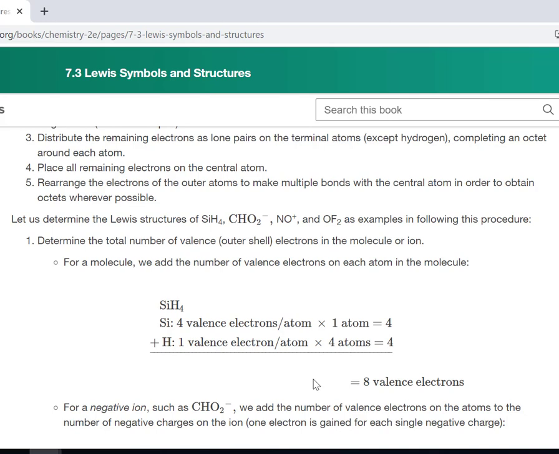If you're not sure why silicon has 4 and why hydrogen has 1 valence electron, please pause this video, go back and watch the video for 7.3a on the Lewis symbols to make sure you understand that before going forward, because that is important to understand with what we're doing here.